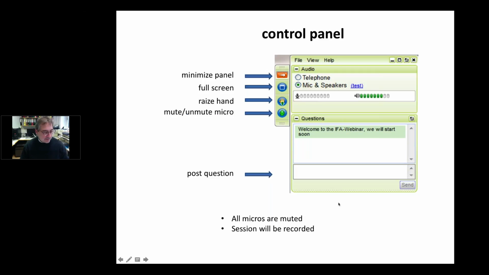All the microphones of the participants are muted during the presentation, because otherwise we will have too much background noise. But the session will be recorded, so everybody is able to review the presentation and the discussion afterwards via the website of the FooD-STA project.